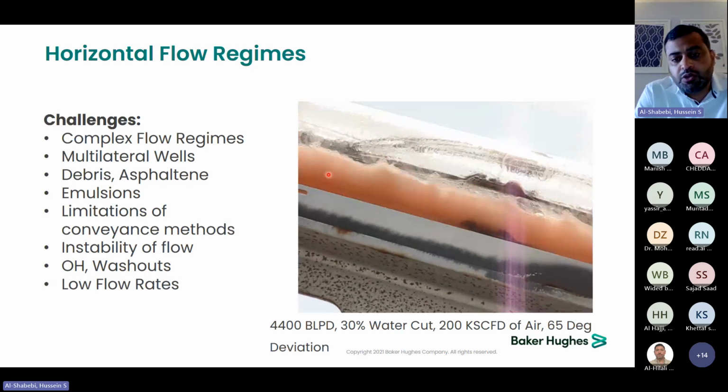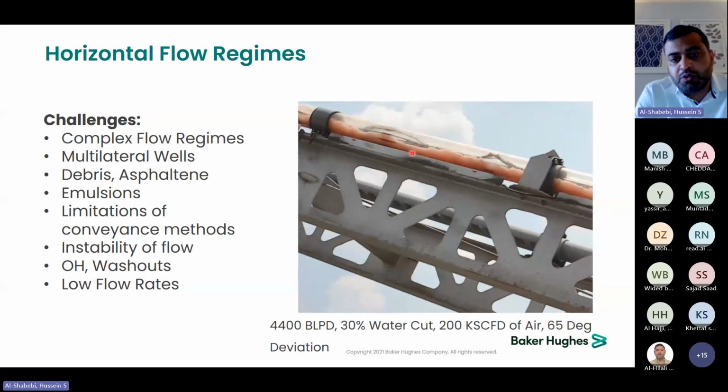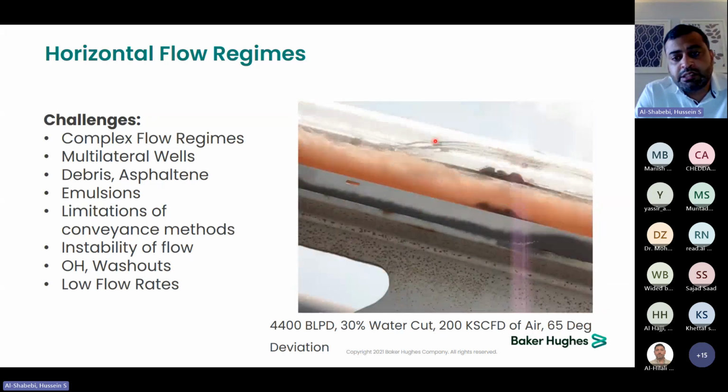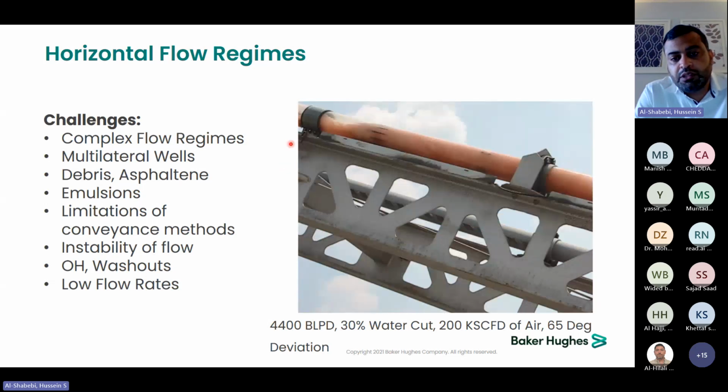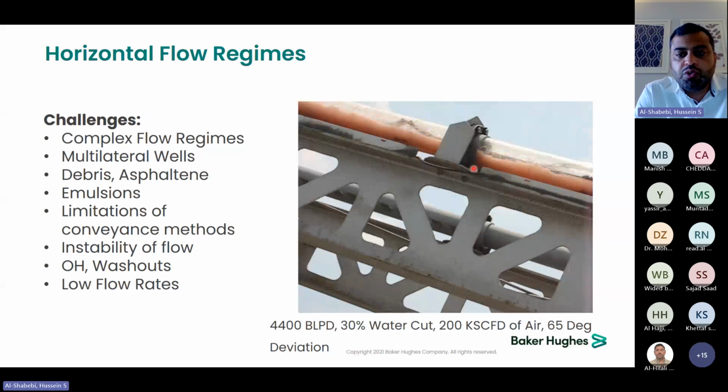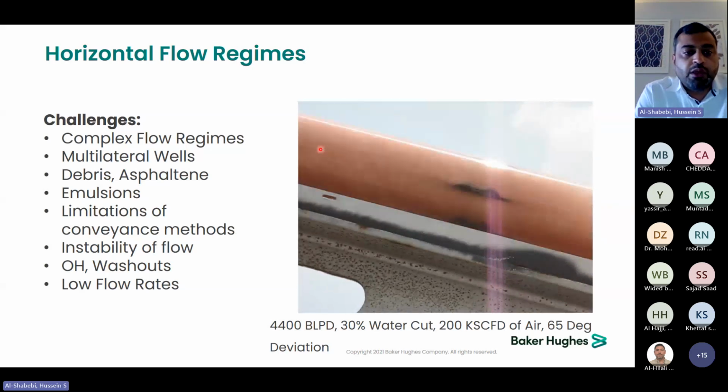And you can see the recirculation is affecting our tool response as the air is slugging, going up, trying to push the liquid to the top. And because of the gravity, it is falling back. And usually this is very difficult to characterize.